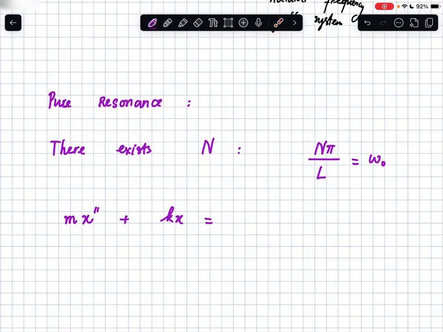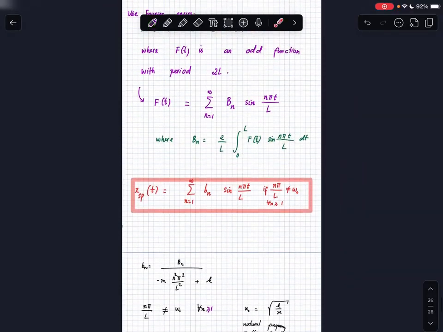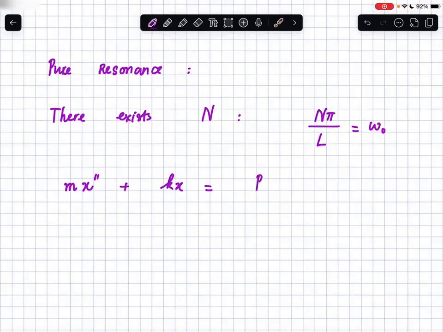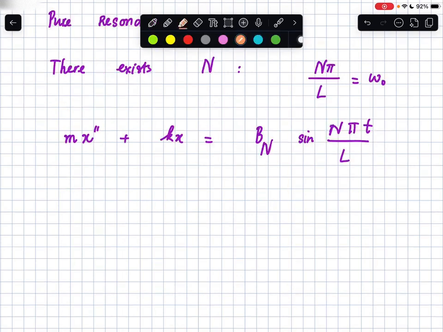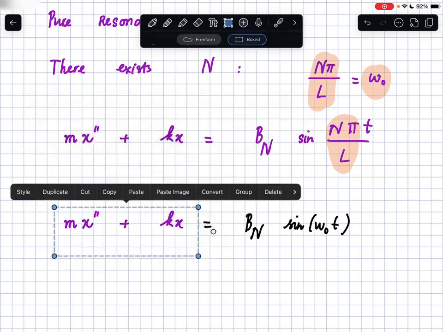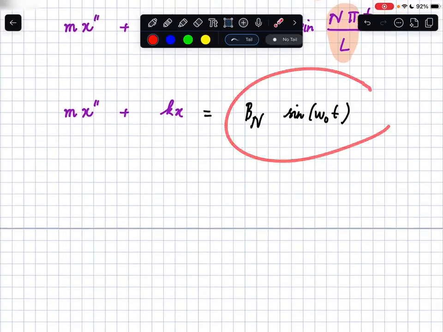So we have b_N sine N pi t over L. N pi over L is omega naught. So we can write this as b_N sine omega naught t. So m x double prime plus k x equal to b_N sine omega naught t.